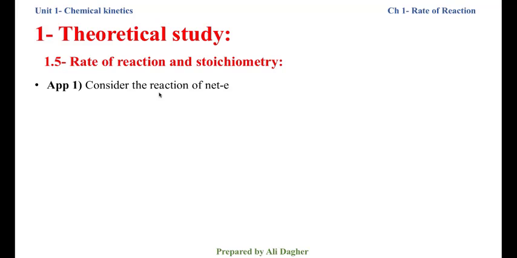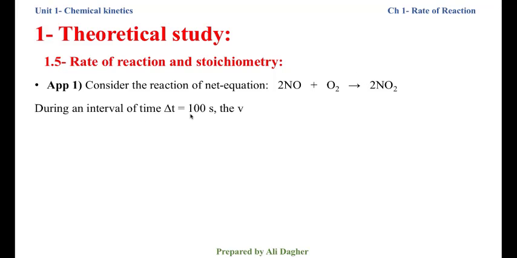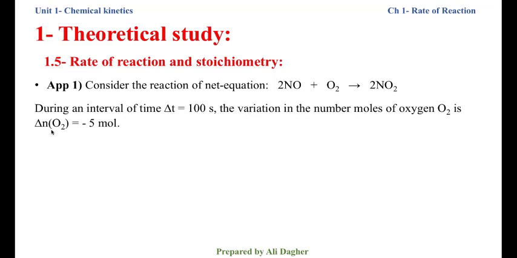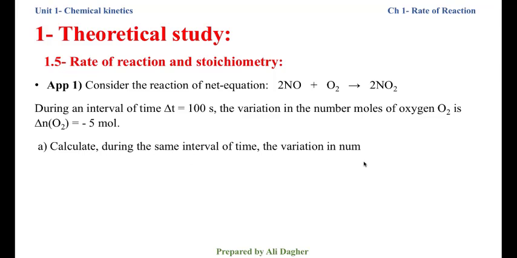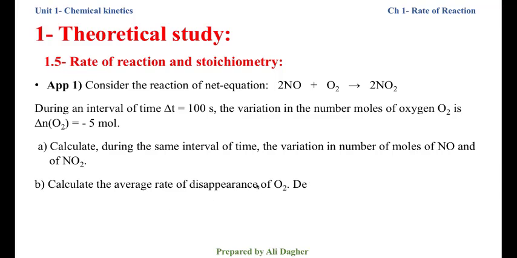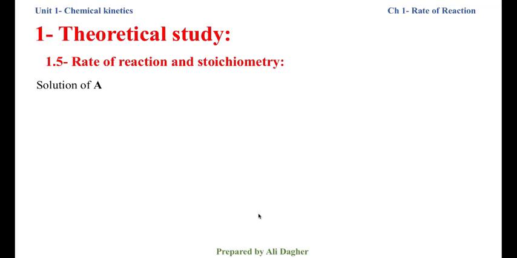Application 1. Consider the reaction with net equation 2NO + O2 gives 2NO2. During an interval of time delta t equal to 100 seconds, the variation in the number of moles of oxygen O2 is delta n O2 equal to minus 5 mole. A. Calculate, during the same interval of time, the variation in number of moles of NO and NO2. B. Calculate the average rate of disappearance of O2, and deduce that of NO. C. Deduce the average rate of the reaction. Solution of application 1.